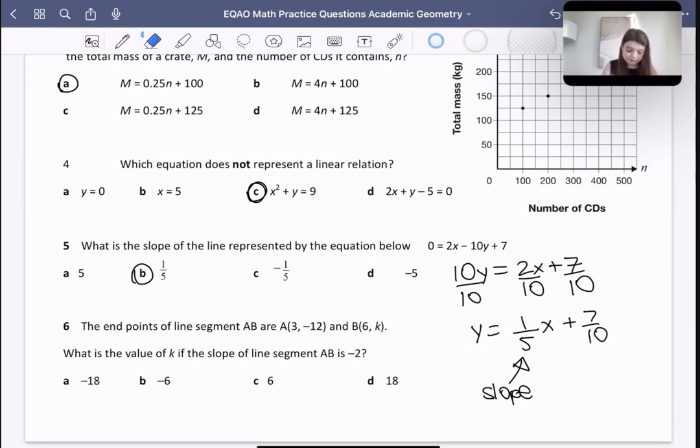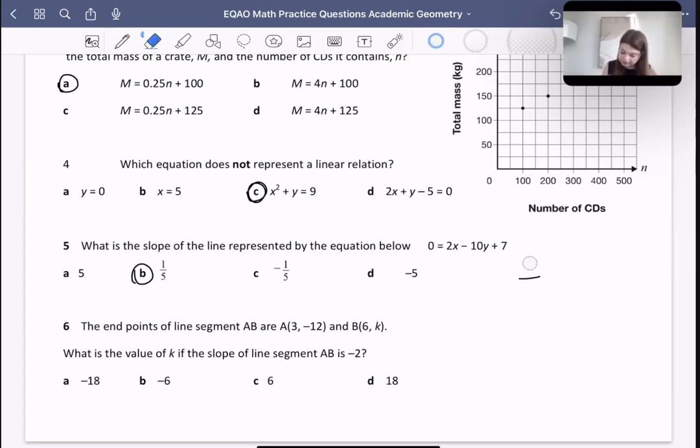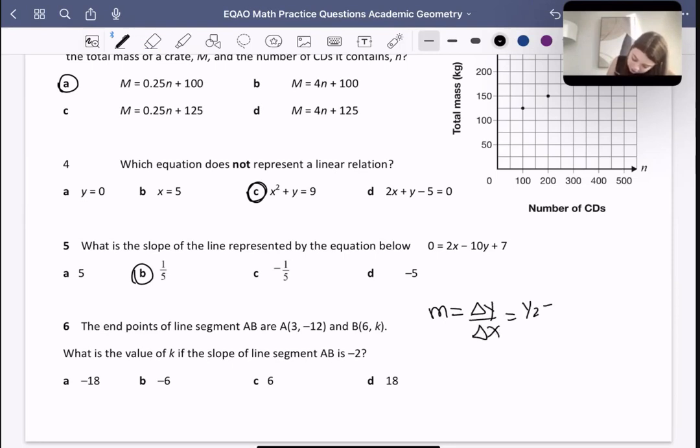Very good. Then let's do number 6. Number 6 says the endpoints of a line segment AB are A is 3, -12, and B is 6, k. What is the value of k if the slope of the line segment AB is -2? Well, we know the equation of a slope is equal to delta y over delta x, which is equal to y2 minus y1 over x2 minus x1, right?